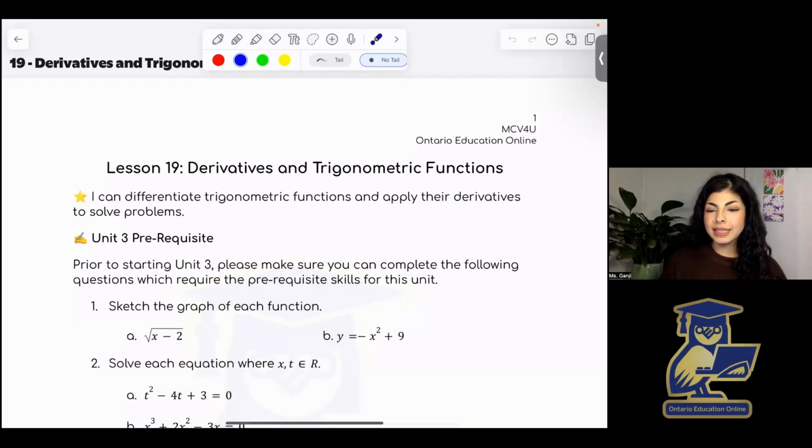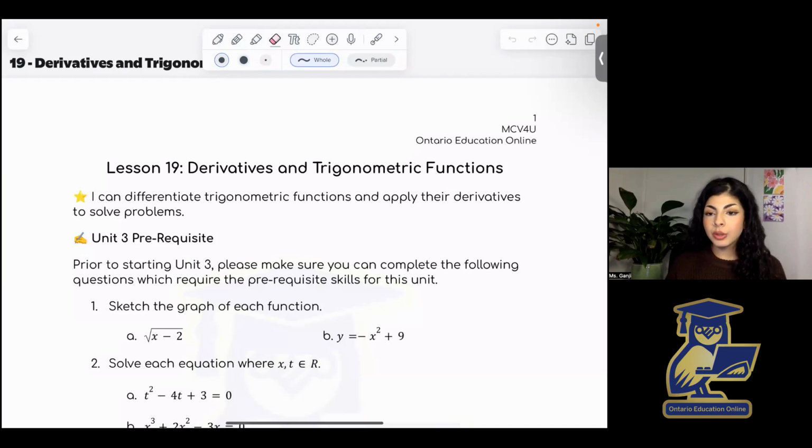Welcome to lesson 19, our very first lesson of Unit 3 on derivatives and their applications. We're going to start by looking at the derivatives of some of our special function families, including the trigonometric, exponential, and logarithmic functions. Today's focus is our trigonometric functions, so our sine, cosine, and tangent functions.